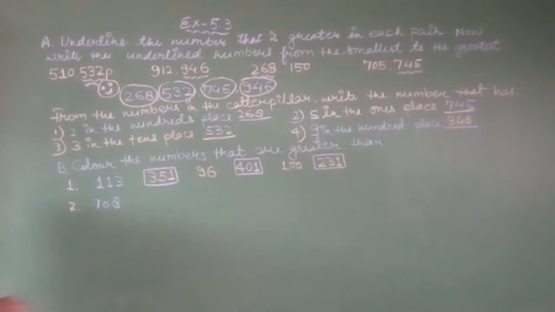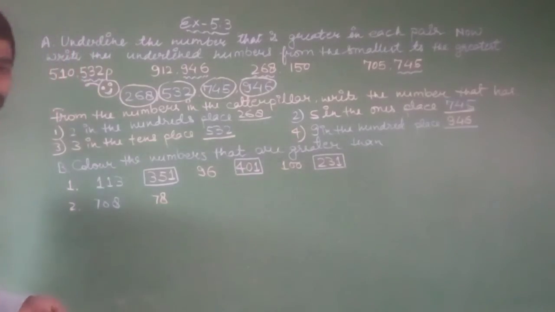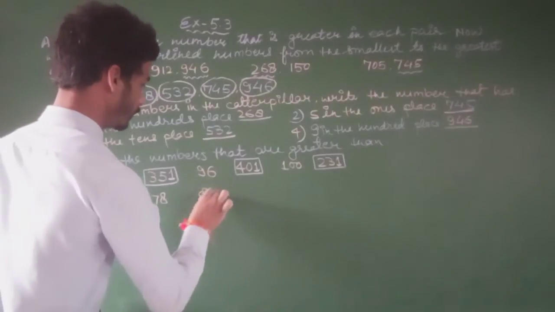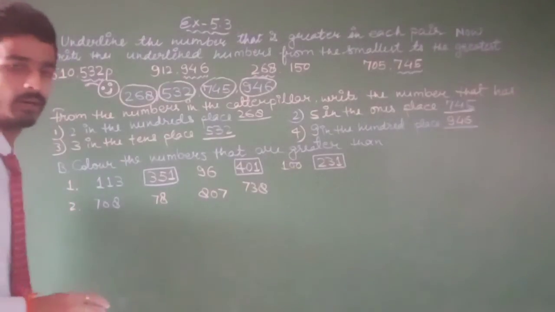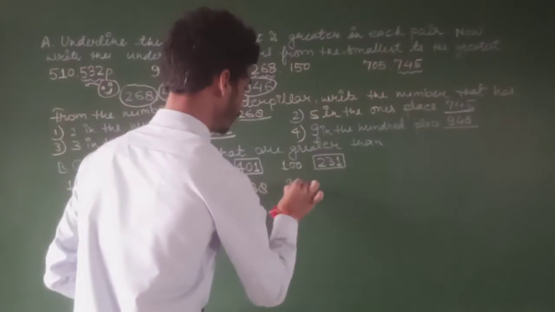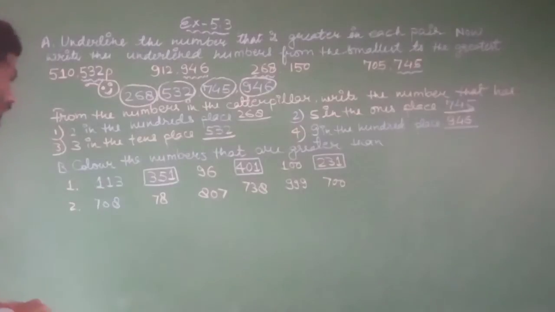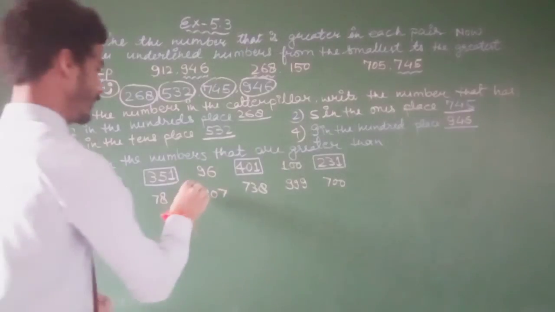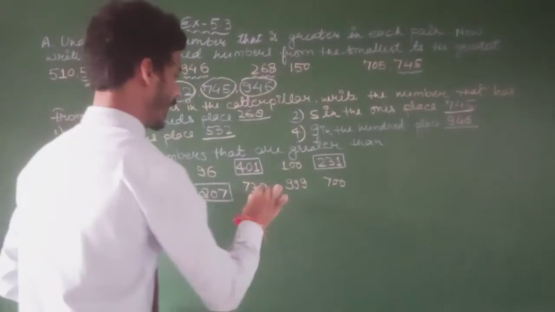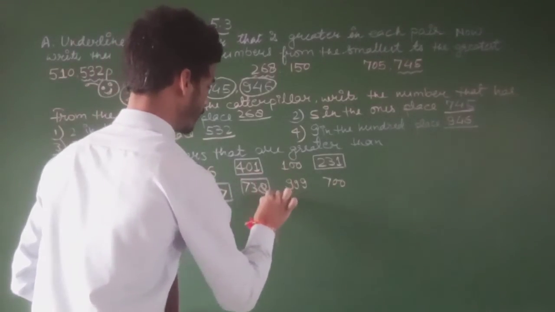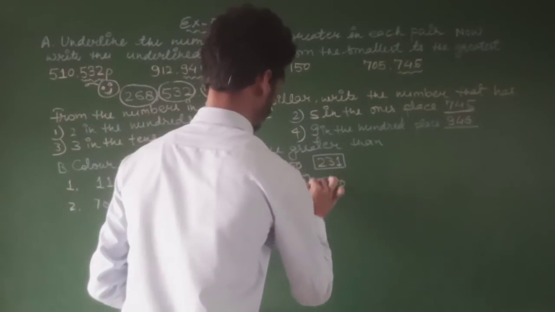Question number second is 708. The numbers are 78, 807, 738, 999 and 700. Which numbers are greater than 708? So 807 is greater than 708, 738 is also greater than 708, and 999 is also greater than 708.